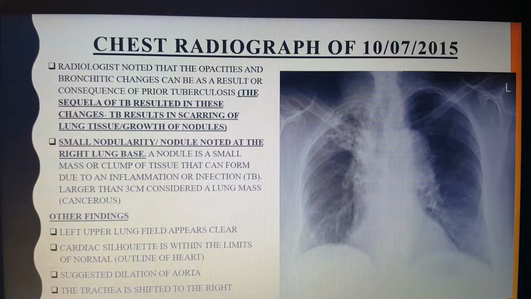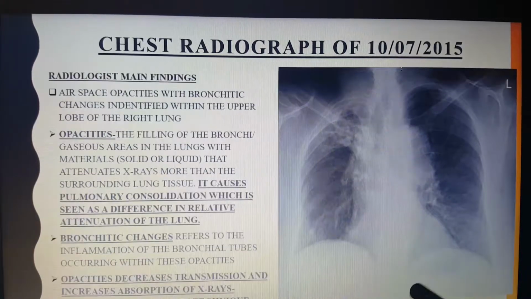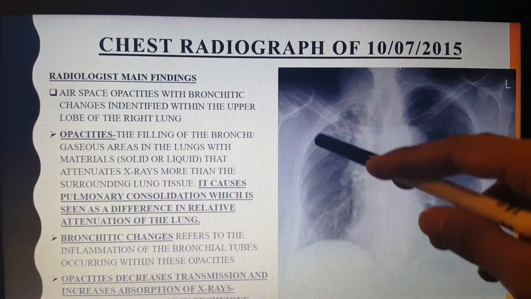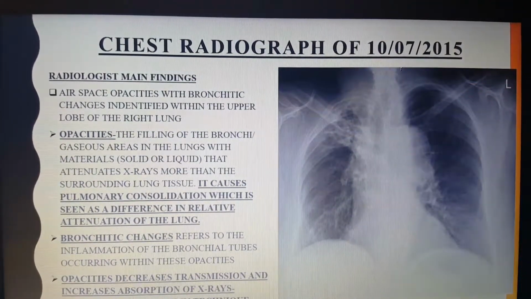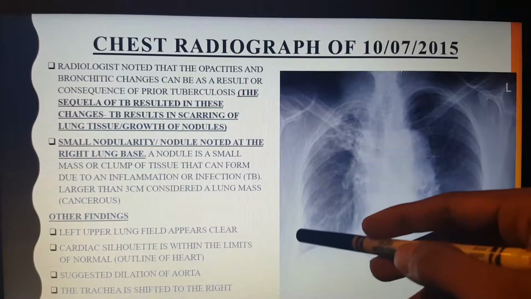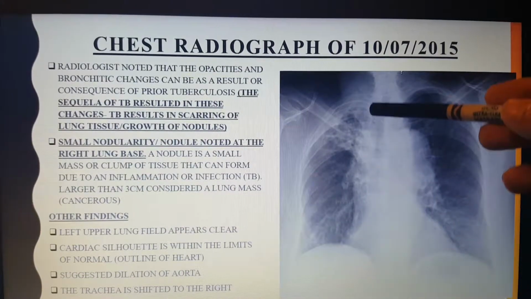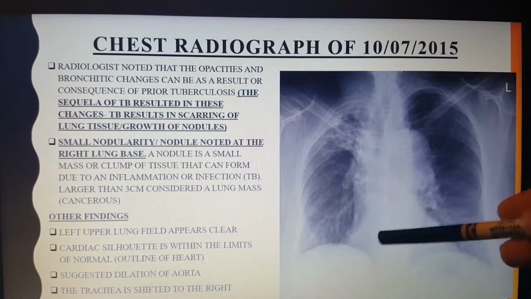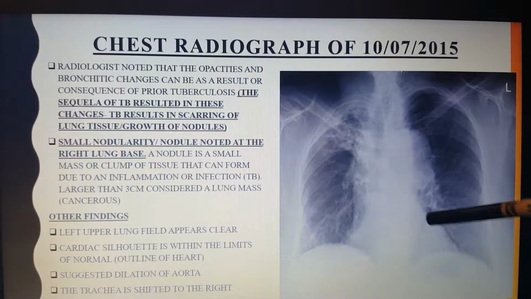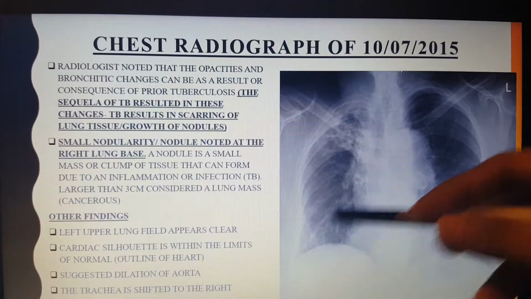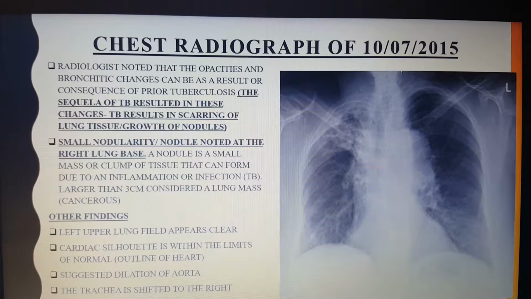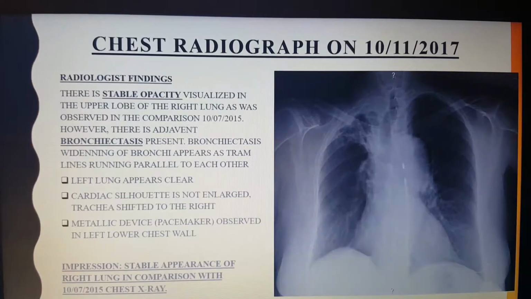So basically, the things he saw in the 2015 chest radiograph was that opacity at the upper part of the right lung with the bronchitic changes. He saw the nodule. He saw the trachea move towards the right side. He said that the cardiac silhouette was within the normal limits, and he suggested dilation of the aorta with no pleural effusions though.